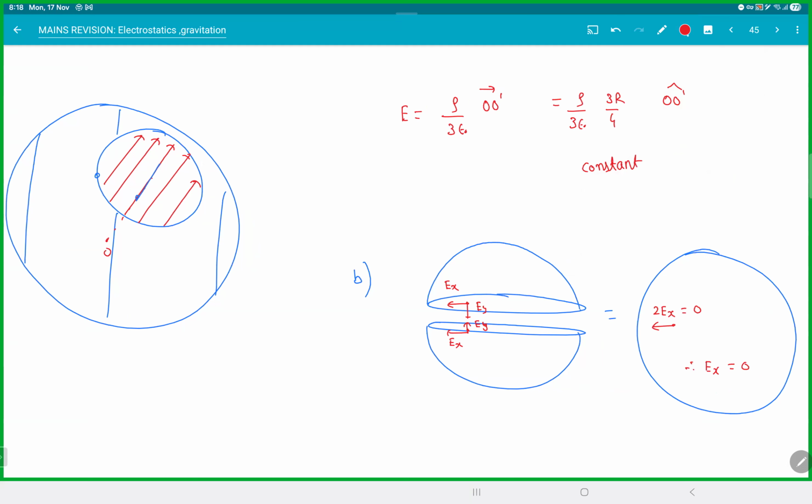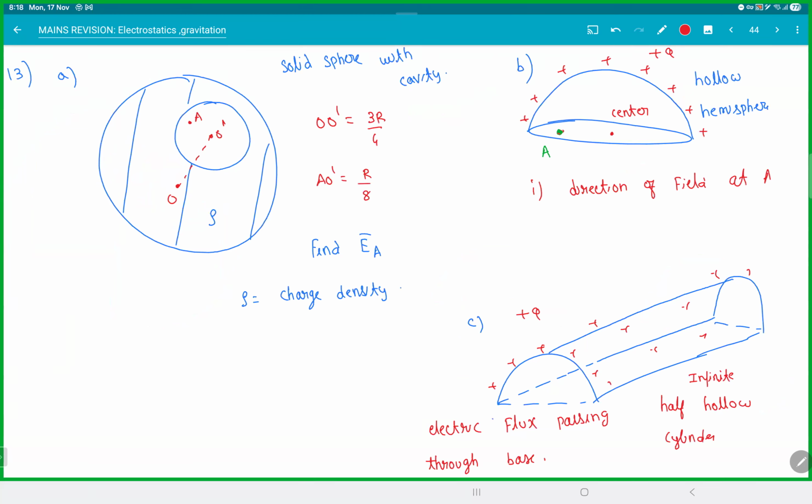That means when you take a hollow hemisphere which is charged, the field on all the points here will be downward only. We don't know the magnitude, but the direction is always downward. Play with this. It doesn't matter where point A is on that disk, the field will always be downward. What about C? You have an infinitely long hollow hemisphere, a cylinder.